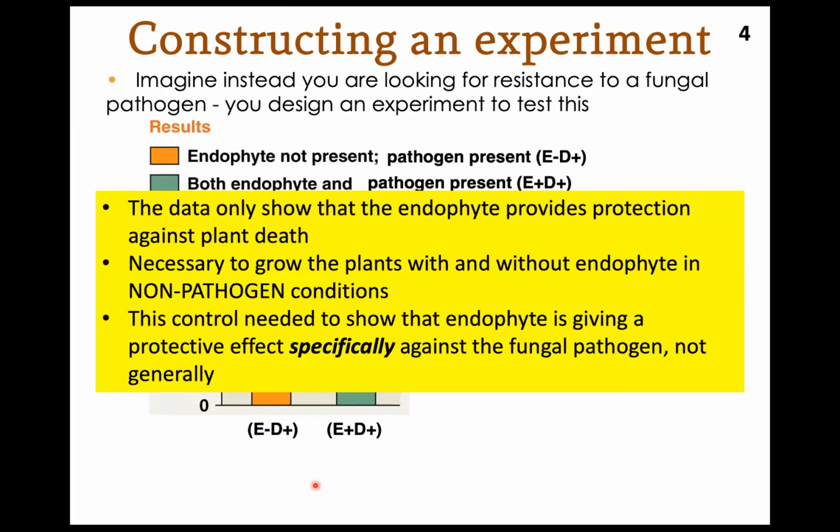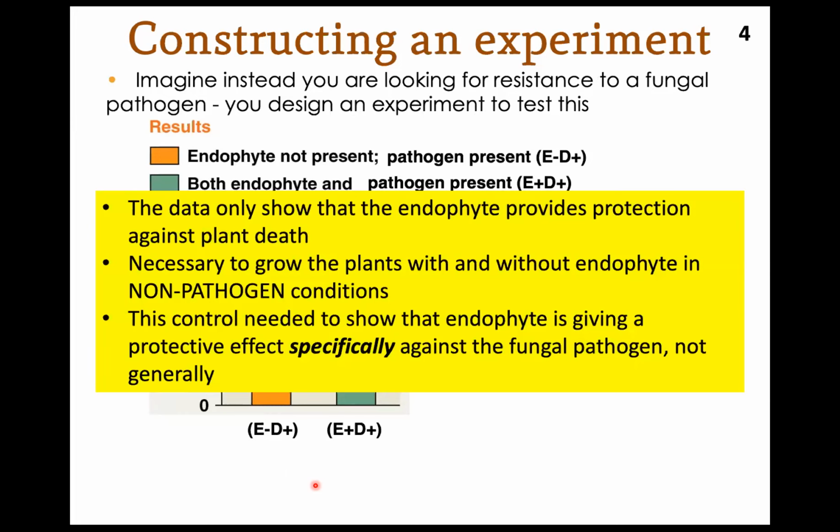So if we go to the next slide, this is just summarizing the points that I've said in yellow here. So the data only show that the endophyte provides protection against plant death. It doesn't tell you that it's necessarily anything to do with the fungal pathogen. And if you want to show that it's a protection against the fungal pathogen that provides the improved plant death response, then it's necessary to grow the plants with and without endophyte in non-pathogen conditions.